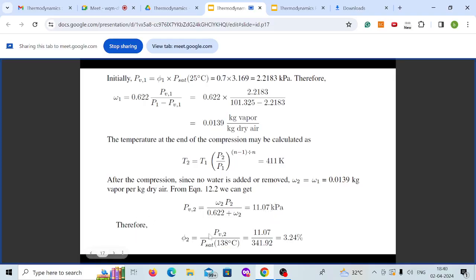When you substitute this in your relative humidity equation, your relative humidity is your vapor pressure divided by your saturation pressure. Your temperature is 130 degrees Celsius, which is 411 Kelvin. Corresponding to that, your saturation pressure is 341.92 and your vapor pressure of water at 2 is 11.07. So your relative humidity is 3.24%.